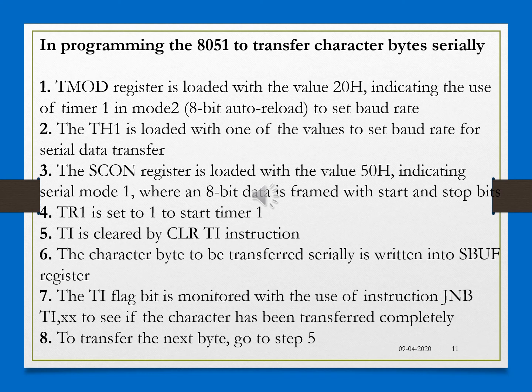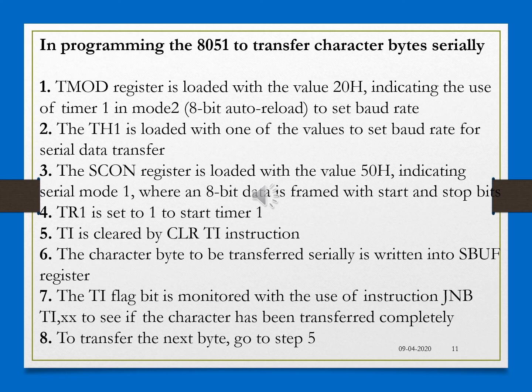Then the fourth step will be to start the timer. When you start the timer, from the initial value that you have loaded in the TH1 register, the timer starts counting up. When it counts up, you have a number of clock pulses, so that for every clock pulse, every bit of the data will be transmitted.